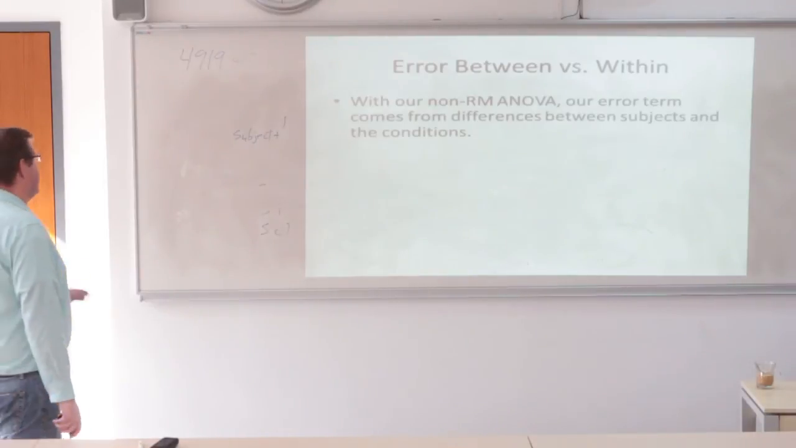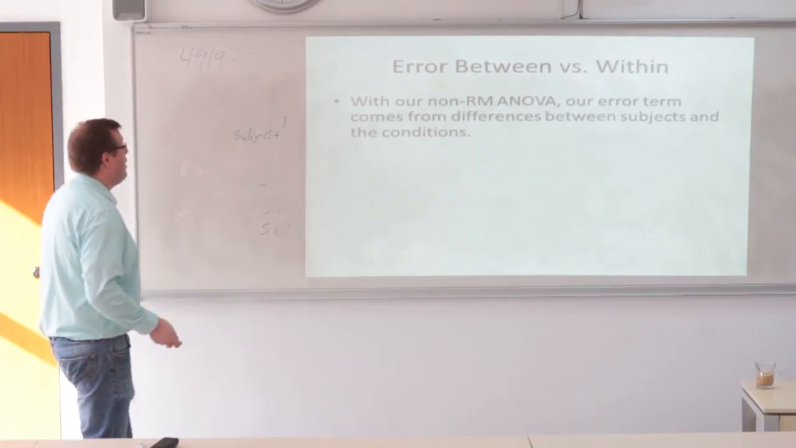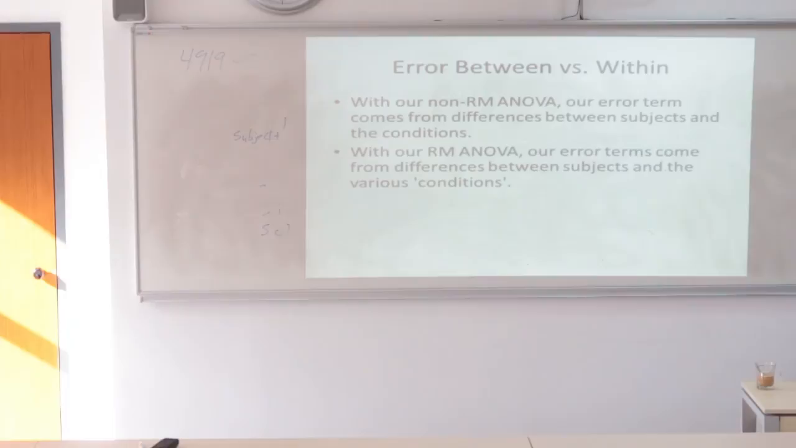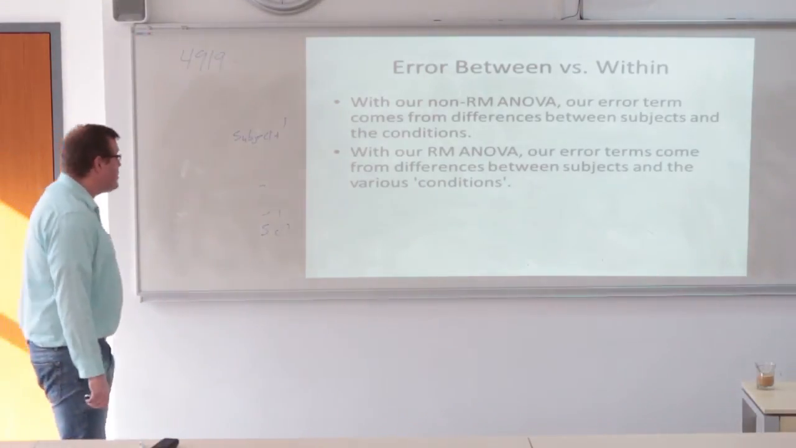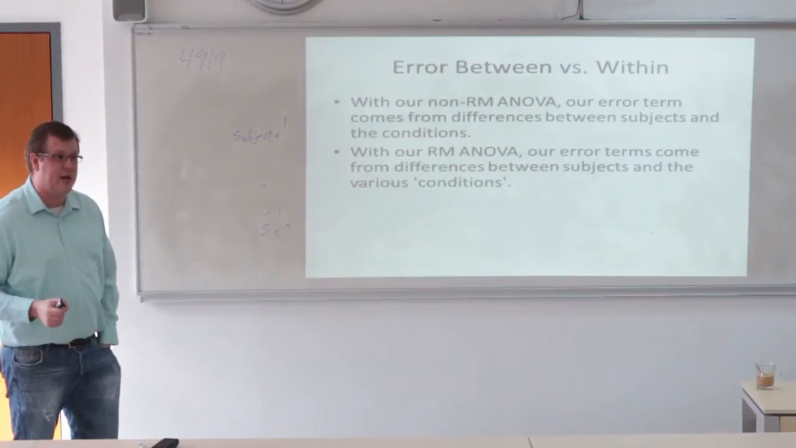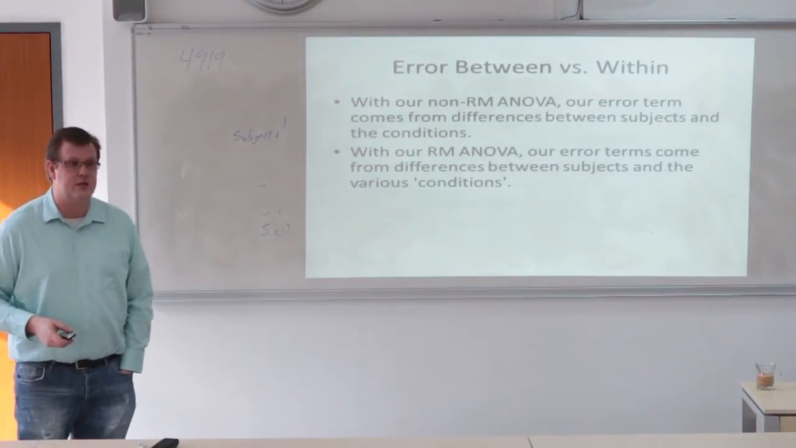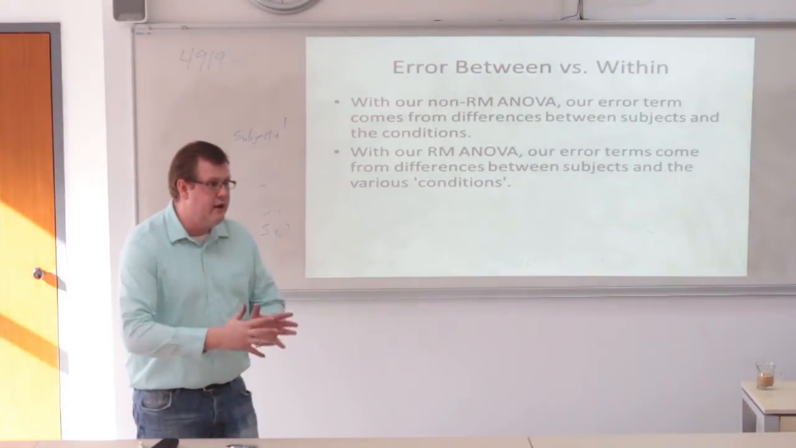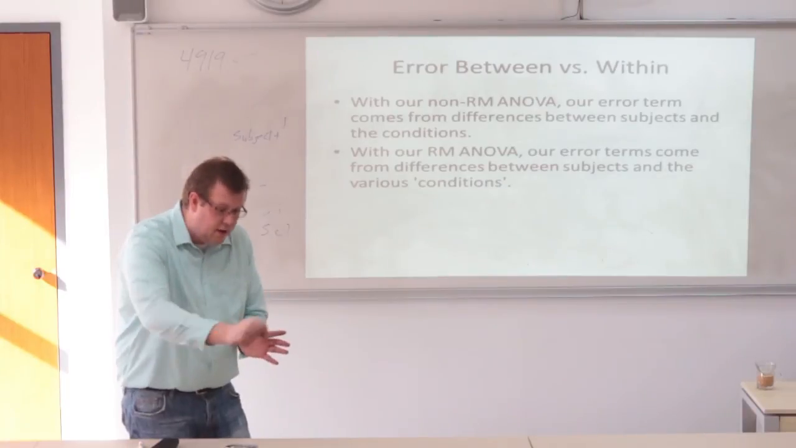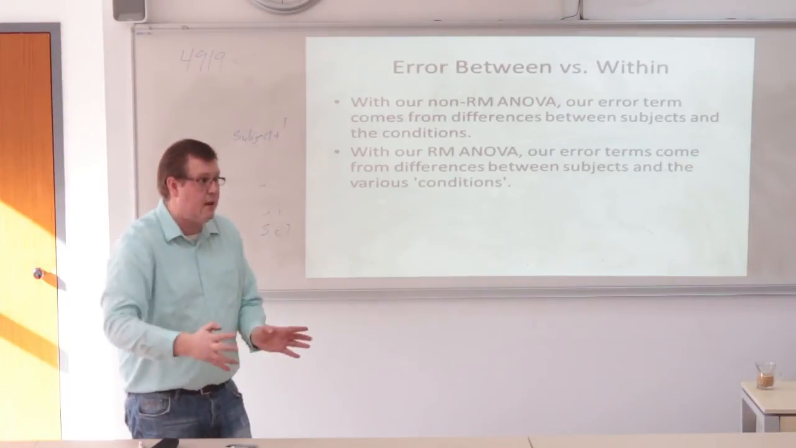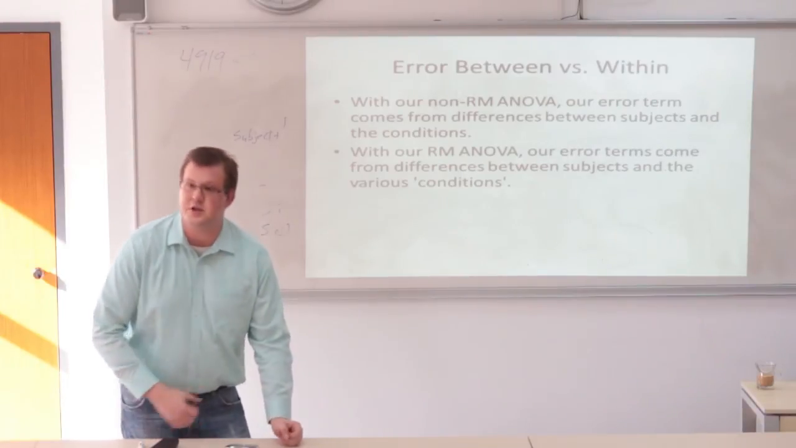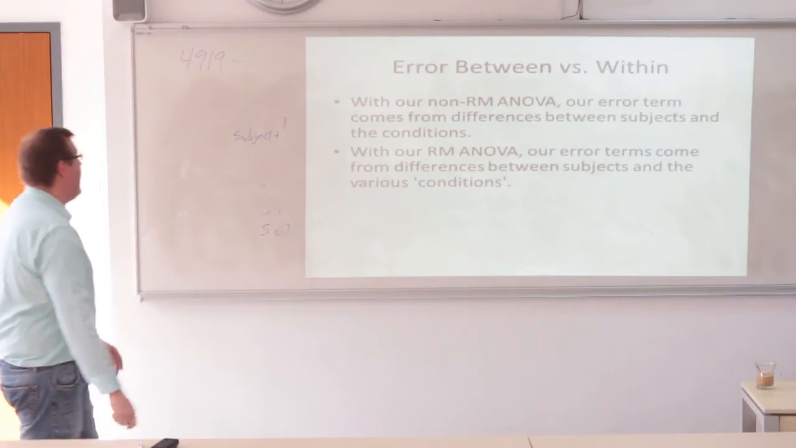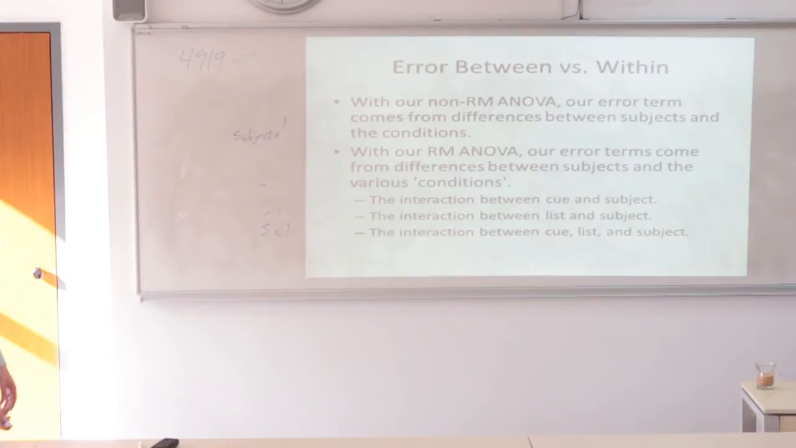So the error between versus within: with our non-repeated measures ANOVA, our error term comes from the differences between subjects and the conditions. With our repeated measures ANOVA, our error terms also come from differences between subjects and the various conditions. Right? So we had our conditions, and then we looked for the variations in that condition, and those variations within that condition come from different subjects, right? We have subject 1 in that condition, subject 2 in that condition, subject 3 in that condition. And the error that we used had to do with between subjects.